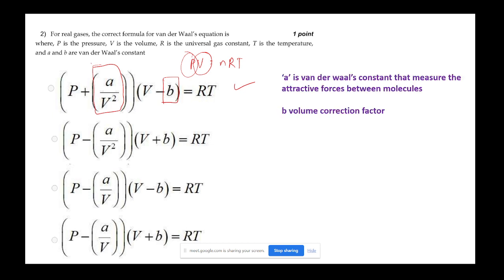So what does this constant signify here? A is the van der Waals constant that measures the attractive forces between molecules, because depending on the attractive forces between the molecules, there will be some change in the pressure value. And also B is the correction factor for volume. You will get these constants from the literature, or there are some correlations, as I mentioned, from which you can calculate the values of A and B, and you can put these values here, and you can relate pressure, volume and temperature.